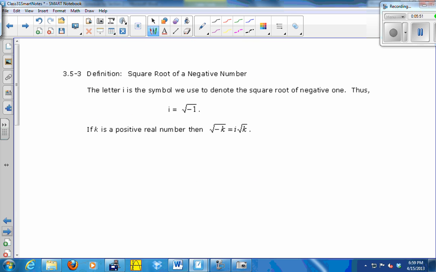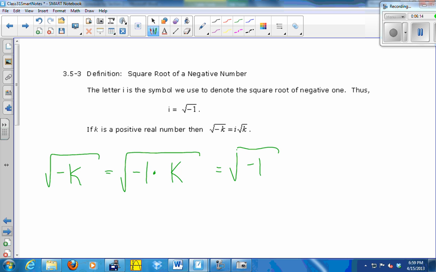So the letter i is the symbol we use to denote the square root of -1. So if k is a positive real number, then I can write the square root of -k as the square root of -1 times k, which is the square root of -1 times the square root of k. And the square root of -1 we rewrite as i. So this is i times the square root of k. So any time you want to take the square root of a negative, you just take the square root of the positive number and throw an i next to it.